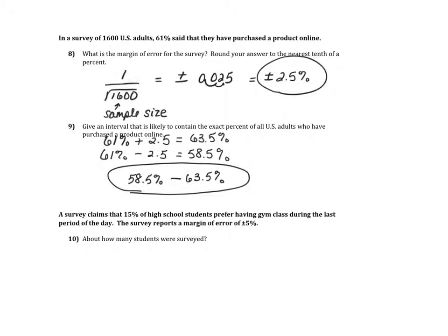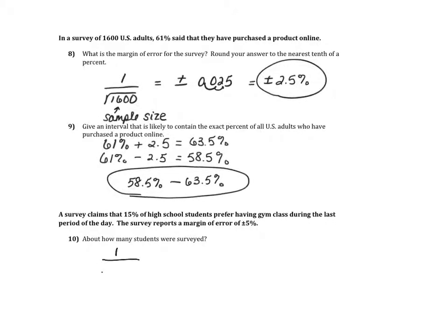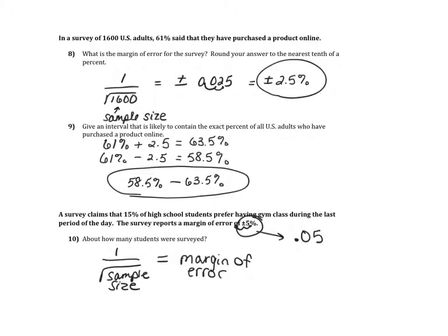And so if in number 8 you do 1... In number 8, we did 1 over the square root of our sample size. And that gave us our margin of error written as a decimal, so that's important. We need to work backwards. And so we want to take our margin of error, which is plus or minus 5%, and we need to turn it into a decimal. And so we would say that if the decimal point is right here, we need to move it 2 over, and so we'd have 0.05 as our decimal.